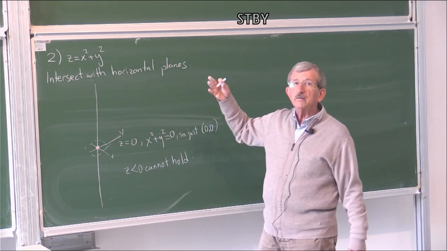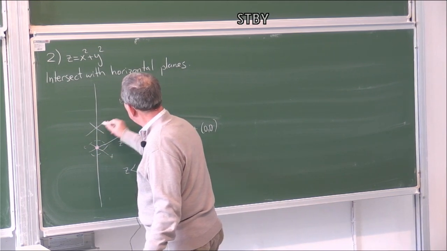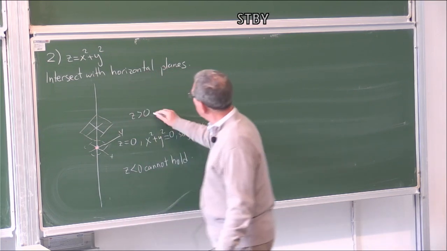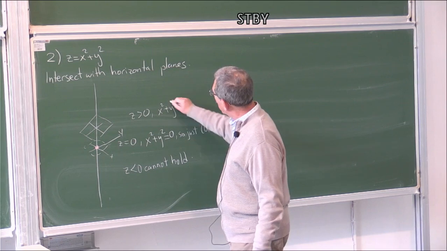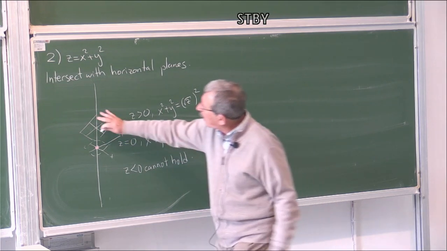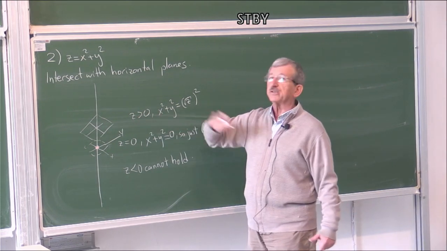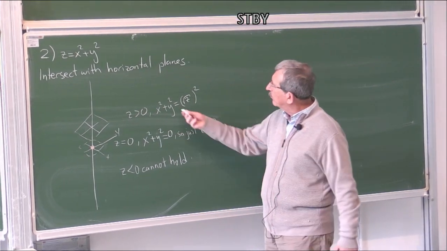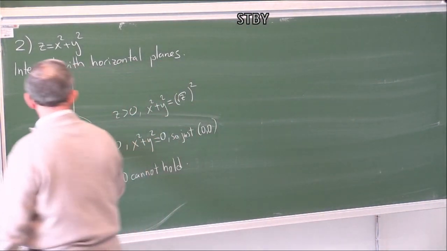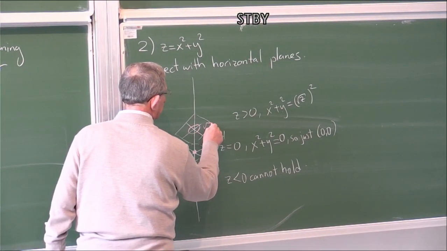But z can be bigger. So suppose we have a slightly bigger z value. Say z is positive now. Then we have x squared plus y squared is z. Well, throughout this plane, z is constant. It is equal to some positive value. But then we obtain, obviously, a circle. So this is a circle now, here, at this level. The radius is square root of z.